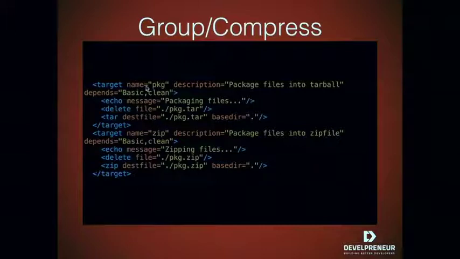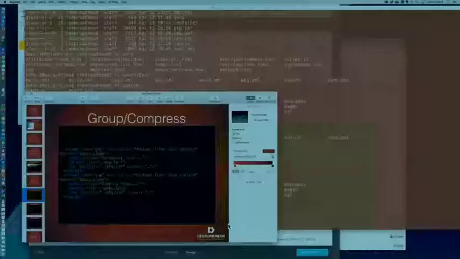You can see here with this one, I created a quick message. I deleted the tar file that existed, and then I just say, take everything that I've got and create pkg.tar. Similar thing I did with the zip files. I said, I want to delete the zip file if it exists, but then I'm going to turn right around and create it in the local directory.